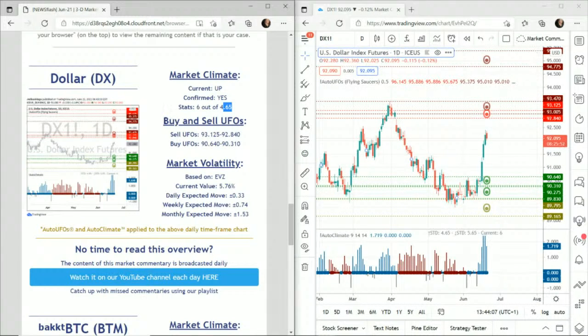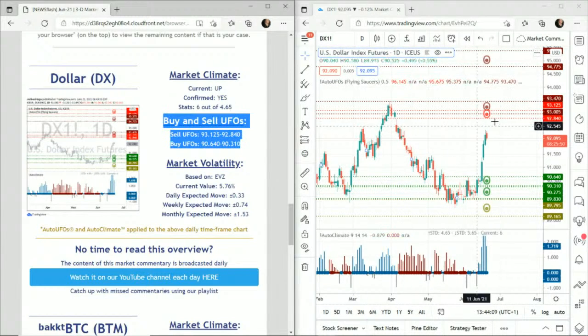With our buy and sell UFOs, we have sell orders that we're perhaps coming into at 93.125 to 92.84, but they're still a little way off there. And we have buy orders all the way down here at 90.64 to 90.31.